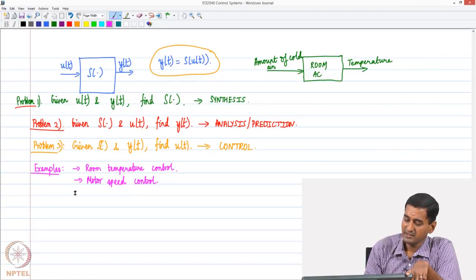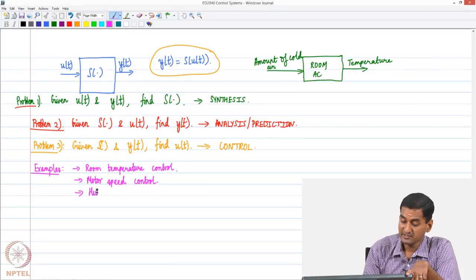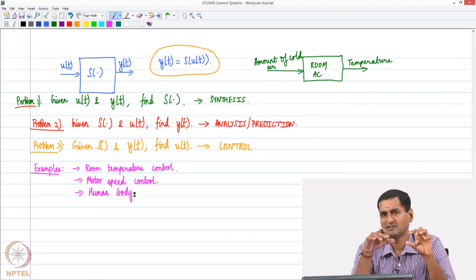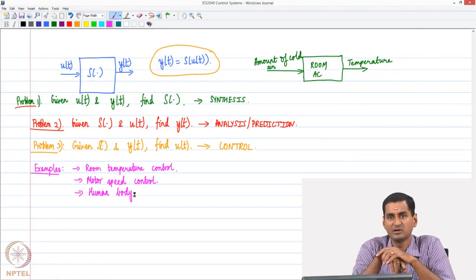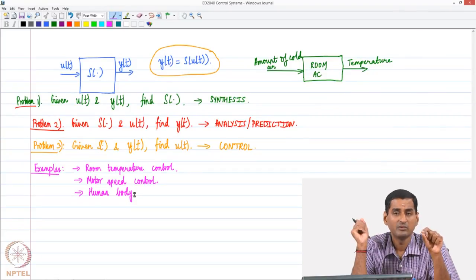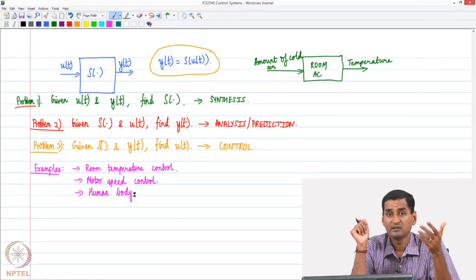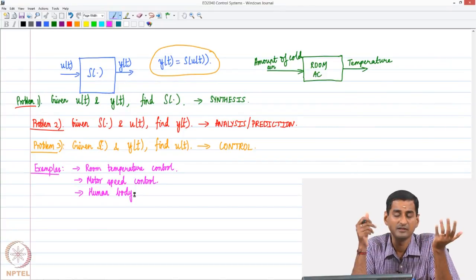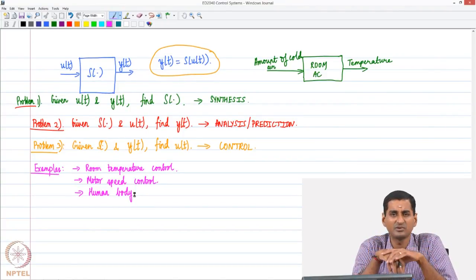Our human body is a marvelous controller. For example, our human body maintains our body temperature in a very, very narrow band. Even if the temperature goes to 100 degrees Fahrenheit, we are in trouble, correct? Essentially, our body maintains our internal body temperature in a very narrow band, irrespective of what the environment temperature is. It doesn't matter whether we are in winter or in summer, the human internal body temperature is maintained at almost a constant value.